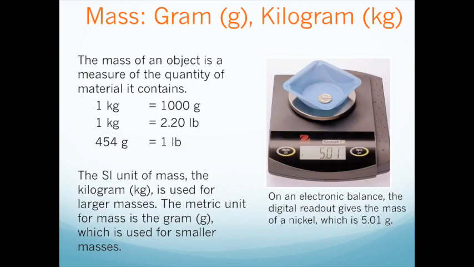Mass is measured on a balance or a scale, and it is a measure of the quantity of material that a sample contains. A kilogram is 1,000 grams, or 2.2 pounds, and 1 pound is equal to 454 grams. Sometimes in the SI system, the kilogram will be used for larger masses, but we will be using grams for the most part in this class because it's easier to represent the size of chemical samples that you normally encounter.